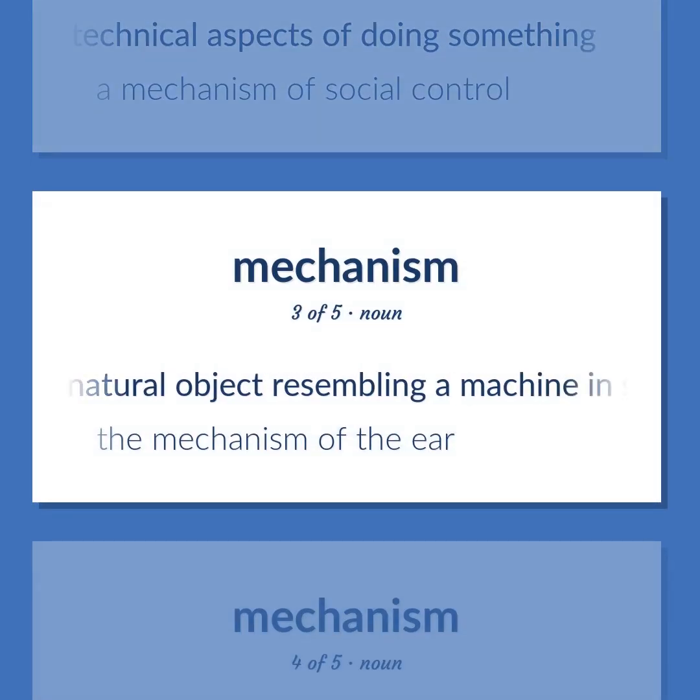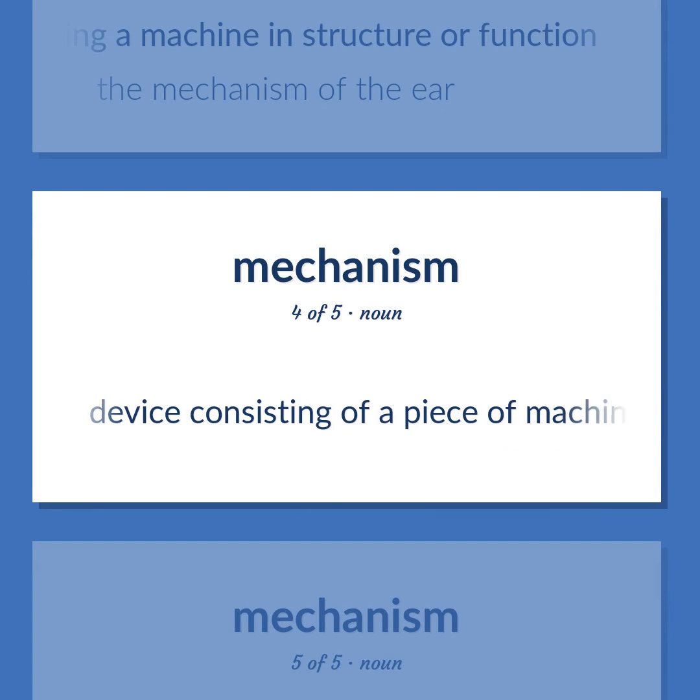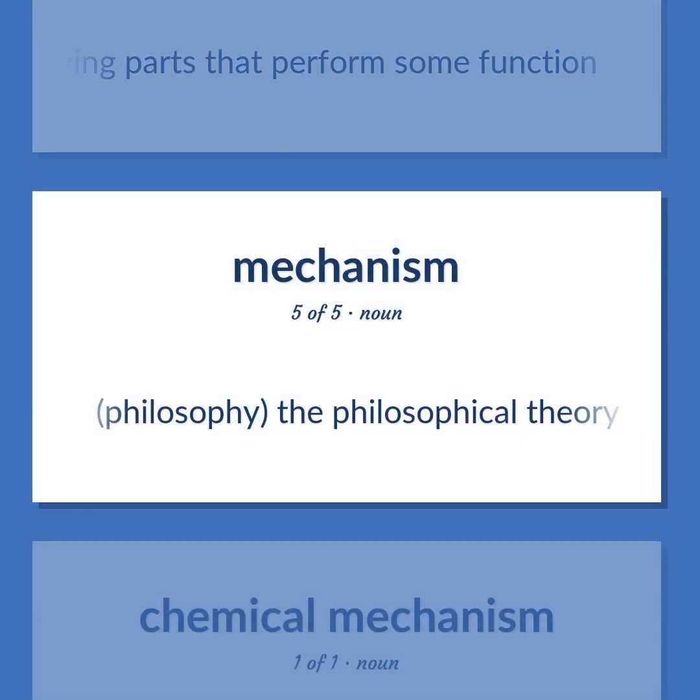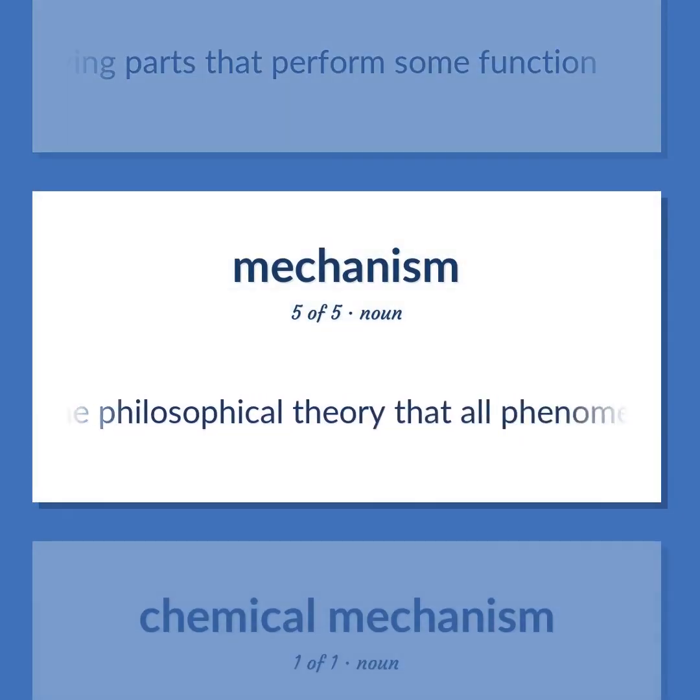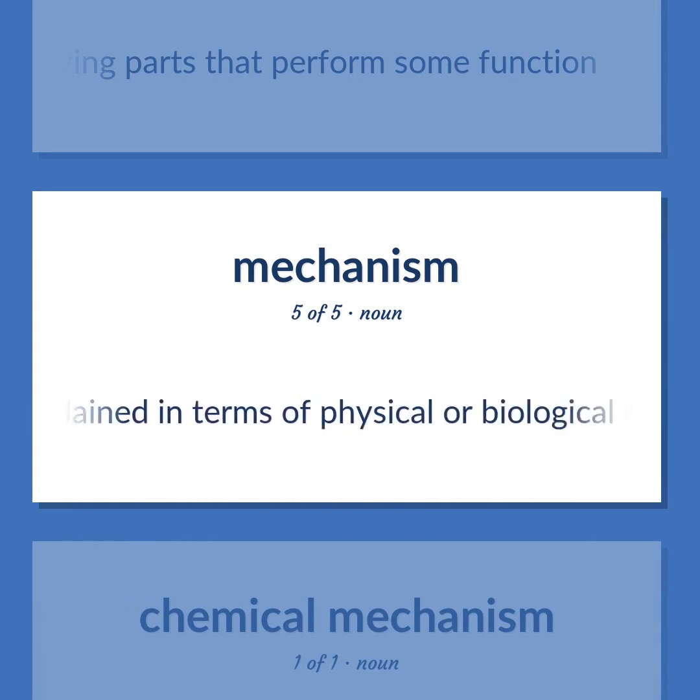A natural object resembling a machine in structure or function. The mechanism of the ear. Device consisting of a piece of machinery, has moving parts that perform some function. Philosophy, the philosophical theory that all phenomena can be explained in terms of physical or biological causes.